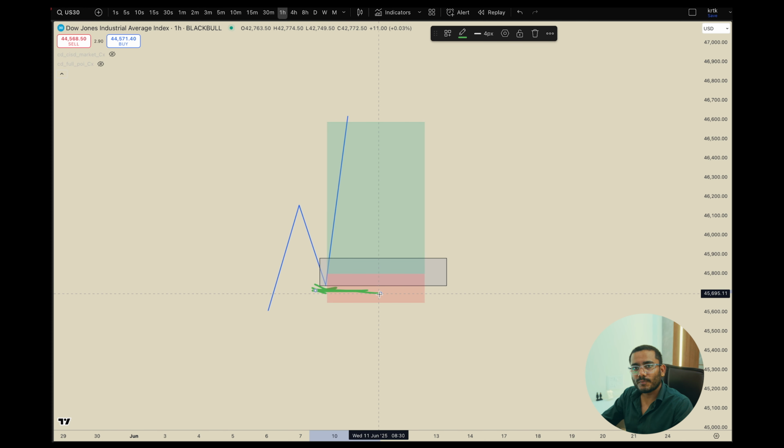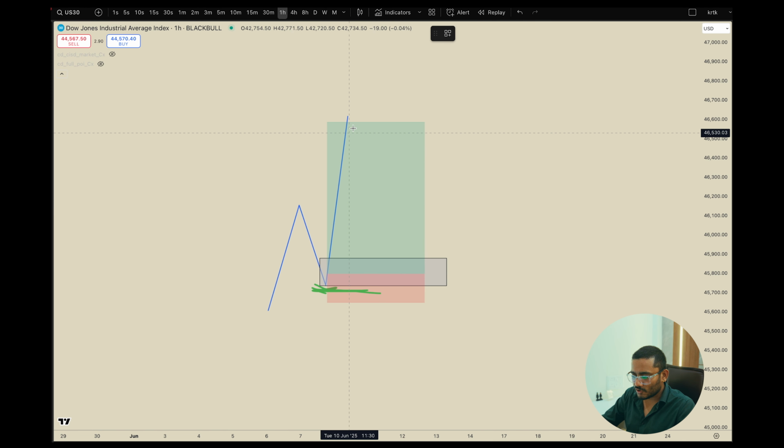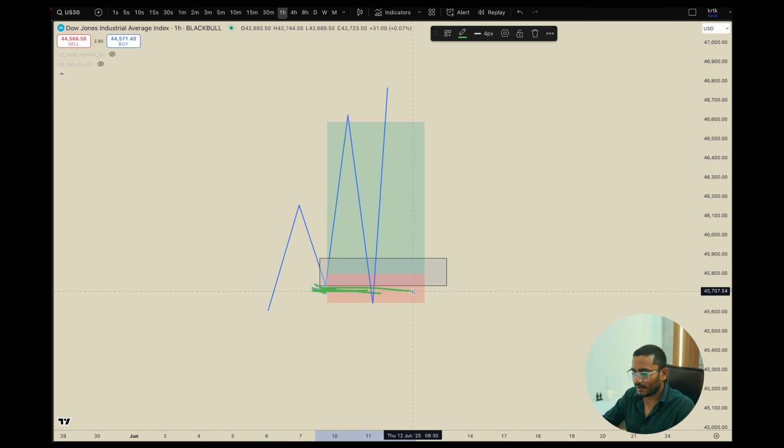So how should we approach the US 30 or any other chart? We have to wait for price to hit their stop losses like this, and then price should break this high. So we have to wait for price to induce these lows, like it should hit their stop losses or take out this low, or we can say a liquidity sweep. Price should sweep this low and it should break the next high to confirm the direction.